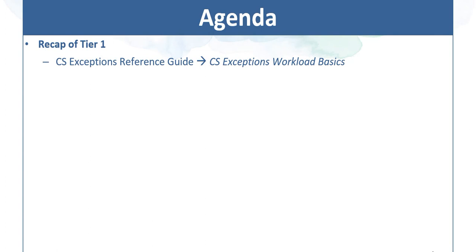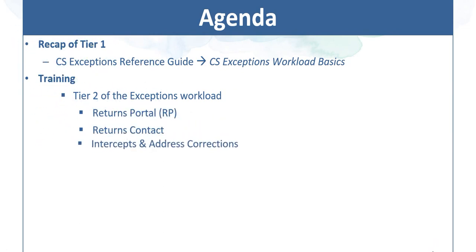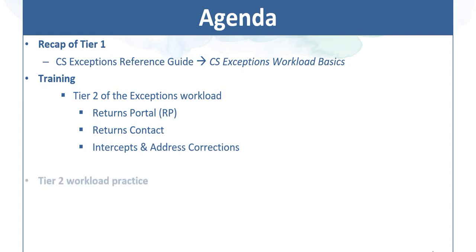Today's agenda. We'll go over the recap of Tier 1. There is a helpful FAQ that I'll show you where the location is, and you may want to just keep that in mind if you have any questions about the basics for the exceptions workload. Then we'll get into the training. Tier 2, the workload consists of returns portal, returns contact, and of course intercepts and address corrections.